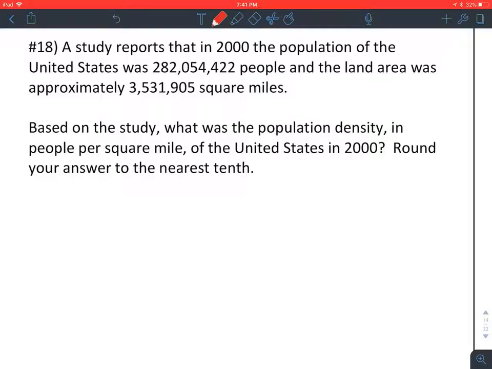18. A study reports that in 2000, the population of the United States was 282,054,422 people, and the land area was approximately 3,531,905 square miles. Based on the study, now if you pay attention to the question, you don't have to be able to math very well. You just have to be able to read. What was the population density? That's what the question is. And you might be thinking, I don't know what that is. But if you keep reading, it tells you exactly what that is. It says in people per square mile.